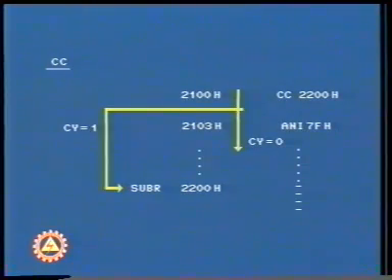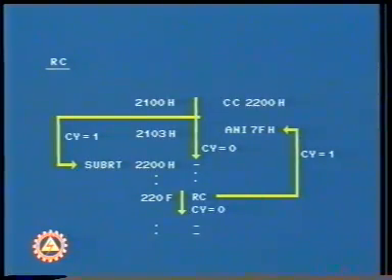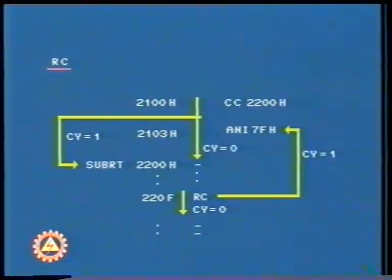At 2100, there is a CC 2200 instruction. During execution, the microprocessor will check for the carry flag. If carry flag is set, then the control is transferred to a subroutine. Otherwise, control continues sequentially, that is from 2103 onwards. Now the return from the subroutine is also conditional. At 220F, there is an RC instruction, that is, if carry is set, then only the control is transferred to the main program, otherwise not.